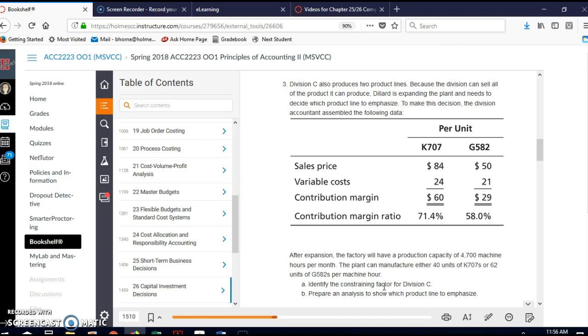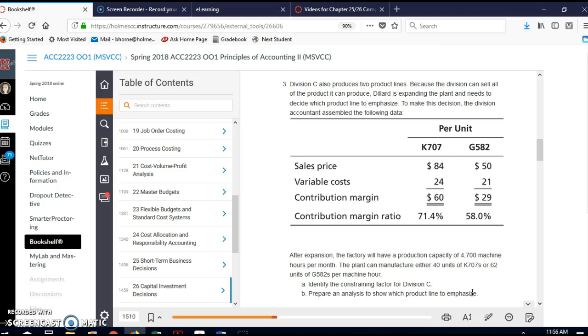So you can see that constraints can be labor hours. Workers can only work so many hours. You only have so many employees. So that could be a constraint. Machine hours could be a constraint, or available materials could be a constraint. That could limit us on how much we can produce. So obviously you can see what the constraining factor here is. So all you need to do is tell that the constraining factor for Division C is machine hours, because they pretty much told you this. So that one's easy.